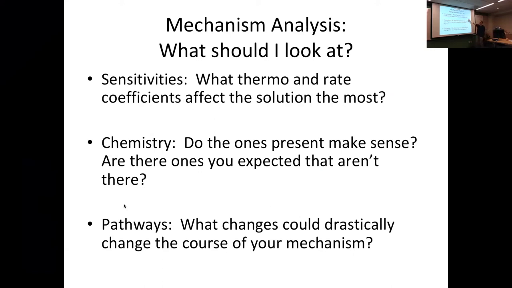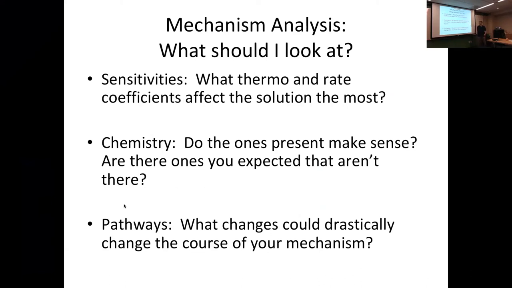The sensitivities are the story when you have the mechanism mostly right. But when you have the mechanism wrong, the sensitivities aren't perfectly helpful, because if you have all the wrong rates, then you'll be sensitive to certain things, but those may not be the real chemistry that you're sensitive to. When you improve things, the local sensitivities.